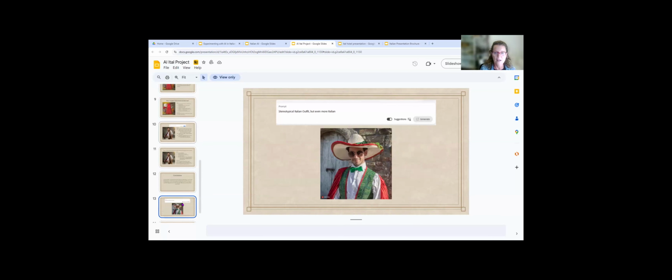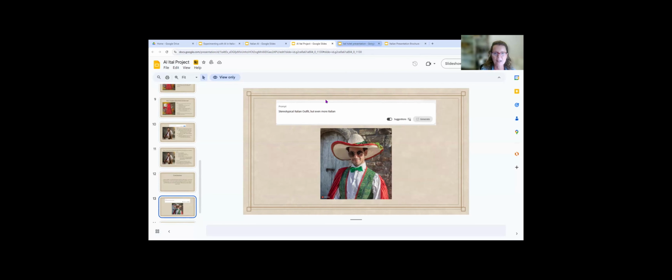And when they asked for a stereotypical Italian outfit, but even more Italian, this is the image that Adobe Firefly created. And the comment was, no Italian man would wear this kind of outfit and this kind of hat. So again, they came to the same conclusion that AI can be very useful, but you need to keep watch on it, re-edit, redo.